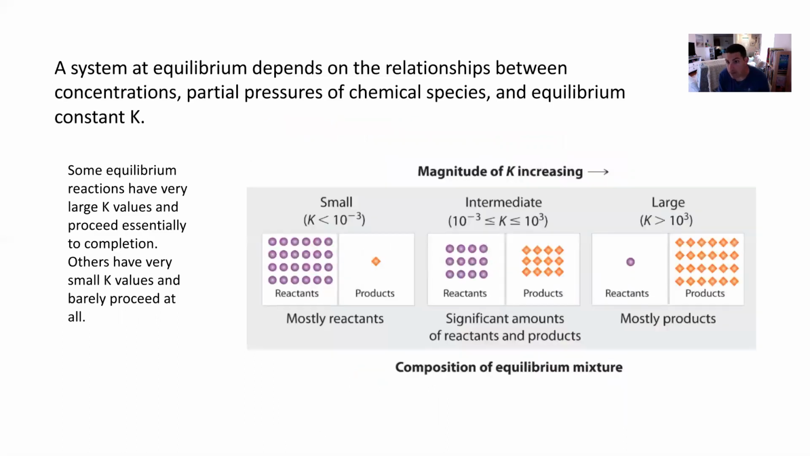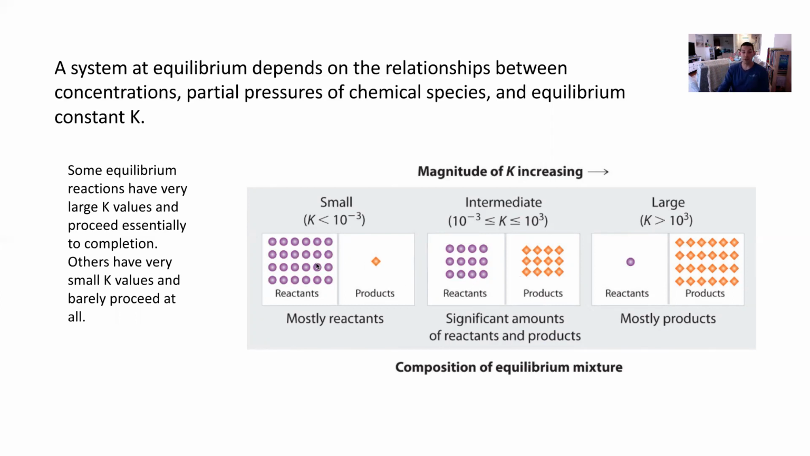So again, large values of K, mostly products. We're talking of a K value larger than about 10 to the third. Now, if we get really small values of K, they're saying K less than 10 to the negative third, that means we have the opposite effect. Mostly reactants, very few products. So only in this range from a K of about 10 to the negative third to 10 to the third do we start to get significant amounts of both.